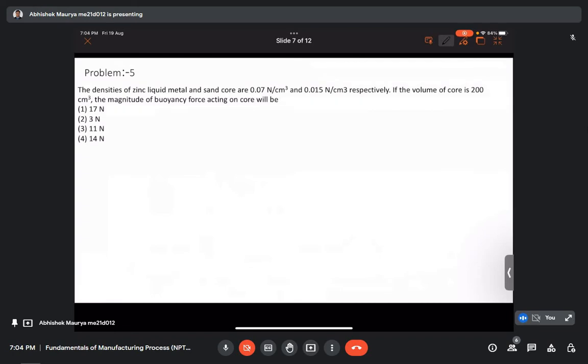So, what information is given in this question? First one is the density of the zinc liquid metal, and the density of the sand core. These are given. So we will list down what is given. So I am using the symbol rho for the density.